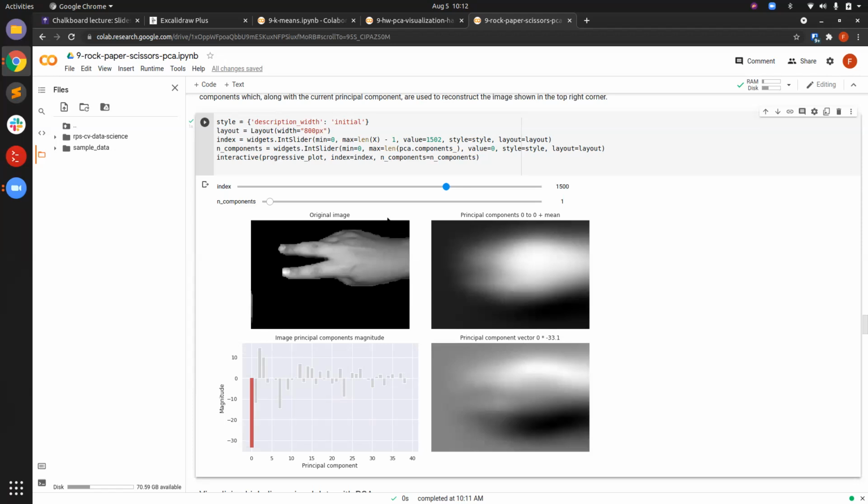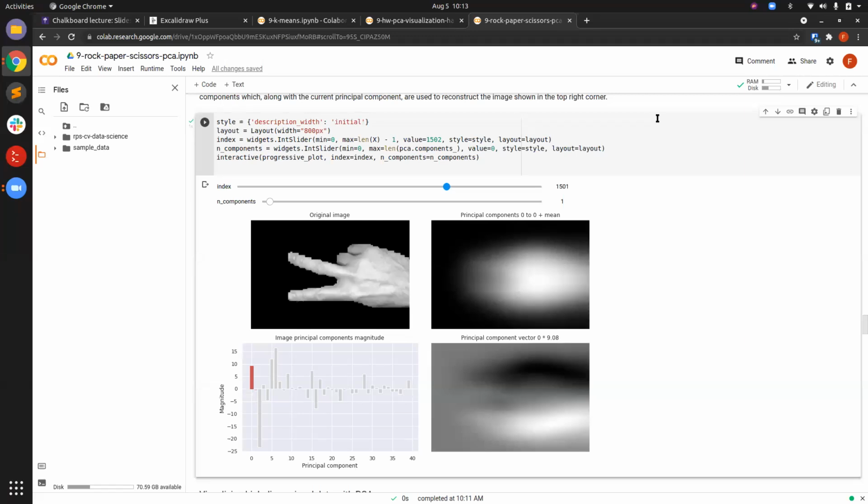You can see if the hand is near the top of the image, this principal component says we have image data at the top and we don't have image data at the bottom. So if the hand is at the top, we'll have a strong negative magnitude for this. If the hand is at the bottom, we expect to have a strong positive magnitude. And that's what we see.